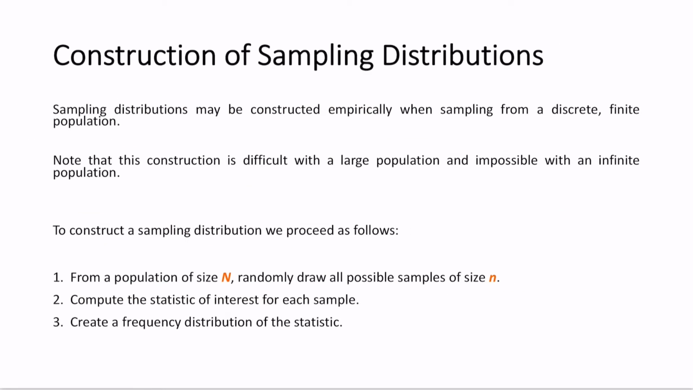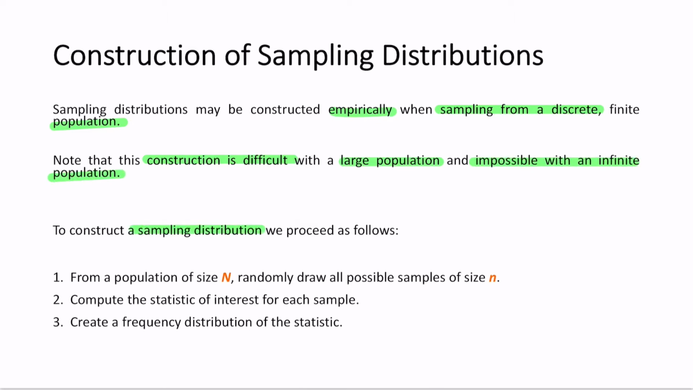Now, how do you construct a sampling distribution? We can construct them empirically when sampling from a discrete and finite population. Notice that this construction is difficult when you have a large population, and it's also impossible with an infinite population.